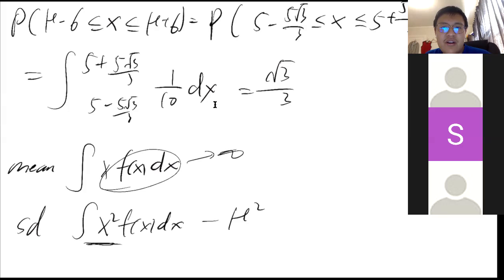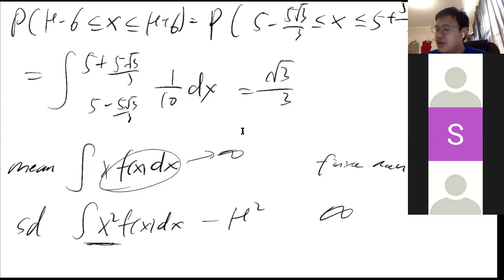For problem 5, if the mean exists, then the standard deviation exists. That is wrong because there exists a situation where the mean is a finite number, but the standard deviation is infinity. So that's wrong. For problem 6, that is correct because that's essentially the first variation of the definition of the variance.